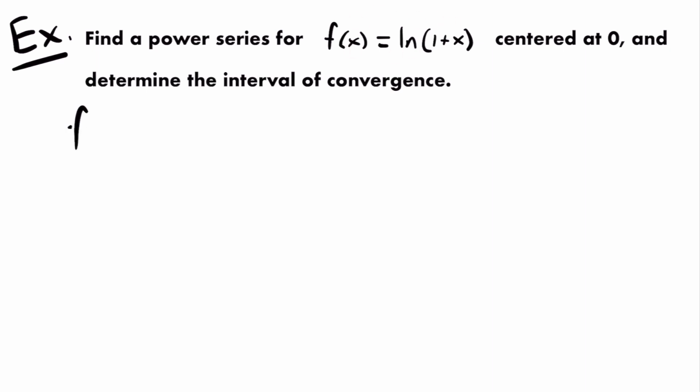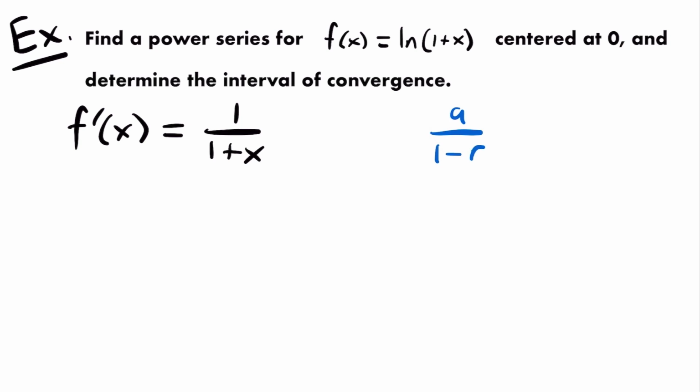Remember that we found that the derivative of this function is 1 divided by 1 plus x, right? This is the derivative of the natural log of 1 plus x. Since this is similar to the form of the sum of a geometric series, remember that is a divided by 1 minus r, we can rewrite this derivative as a geometric power series. The only thing that doesn't quite match up here is that we need to have 1 minus a common ratio, not 1 plus a common ratio. And so we can fix that pretty easily.